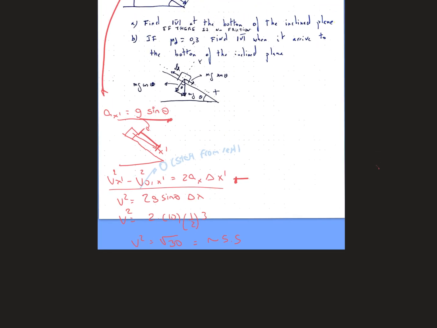Next, we're going to use the formula which was given in class to find the velocity, which is v squared x prime minus the v squared initial of the x prime, and it's going to be equal to 2ax times the displacement. Now the acceleration is going to go this way.